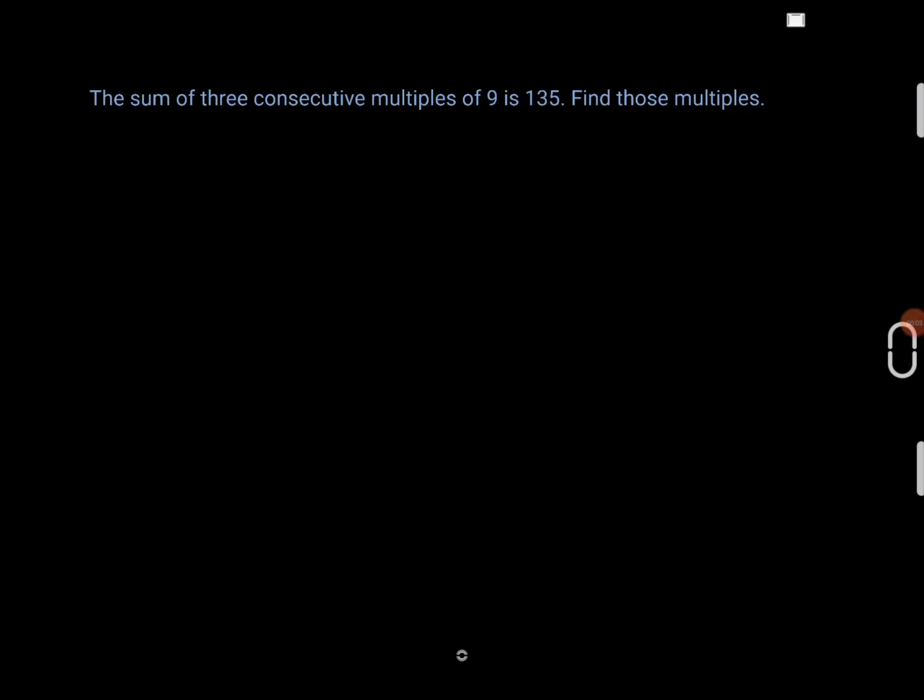So students, in this video we will fine tune our understanding of this chapter by doing a few problems, and one of the problems is this one. The sum of three consecutive multiples of 9 is 135. Find those multiples. Now there are a few words in this problem that appear to be a little difficult.